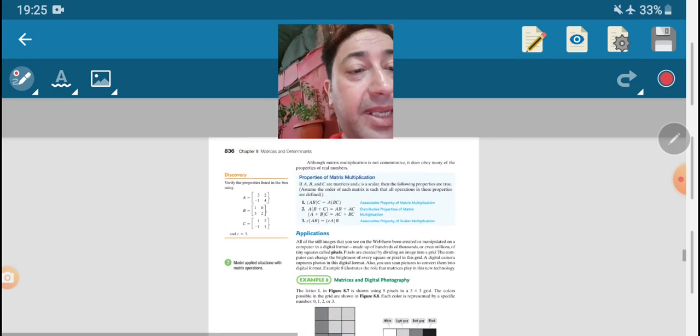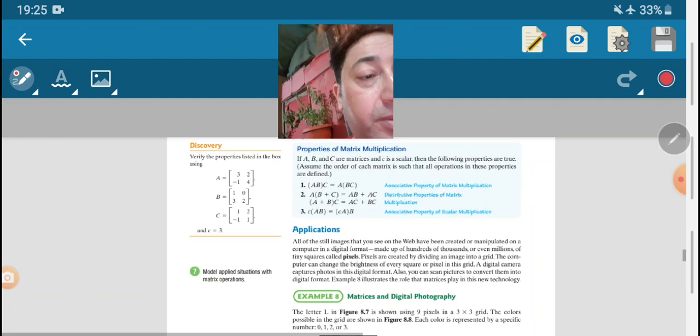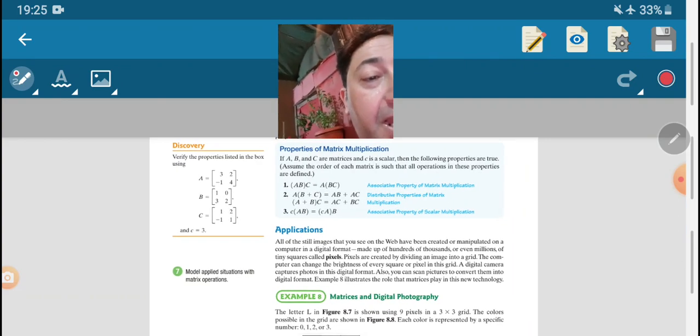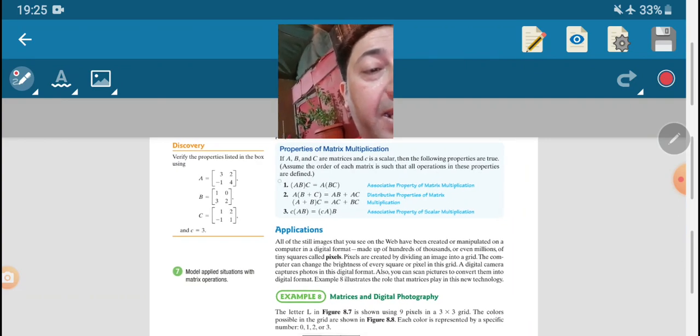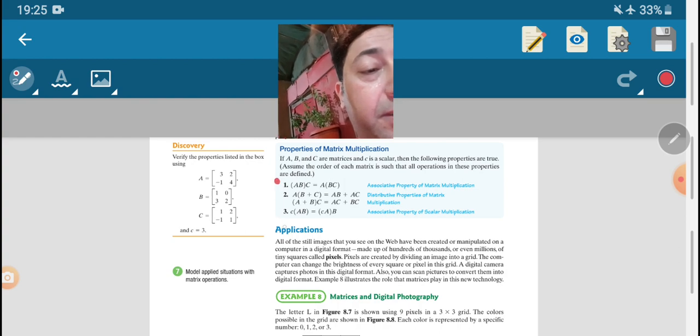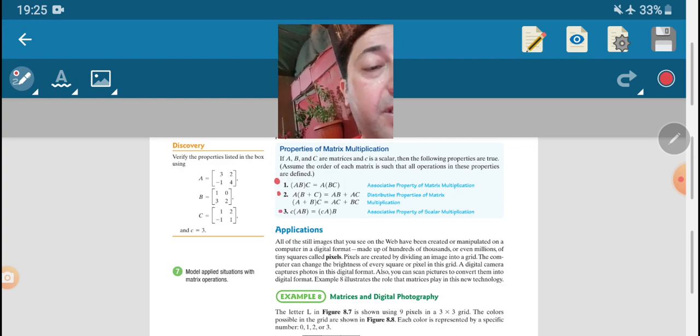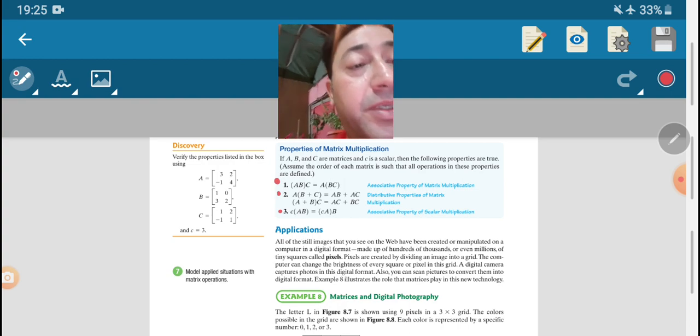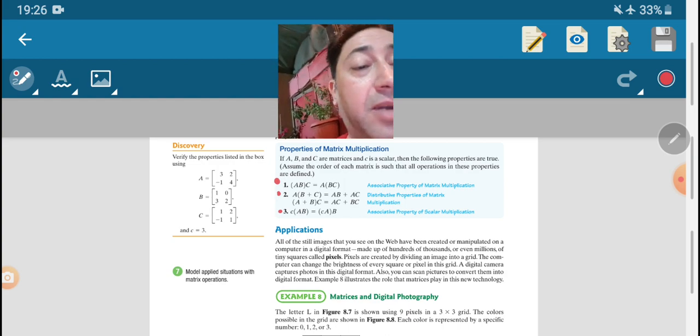Is the associative property allowed in matrices? Is the distributive property allowed in matrices? Is the scalar associative property allowed in matrices? Yes, but the commutative property, which replaces the position of each matrix, is not allowed.